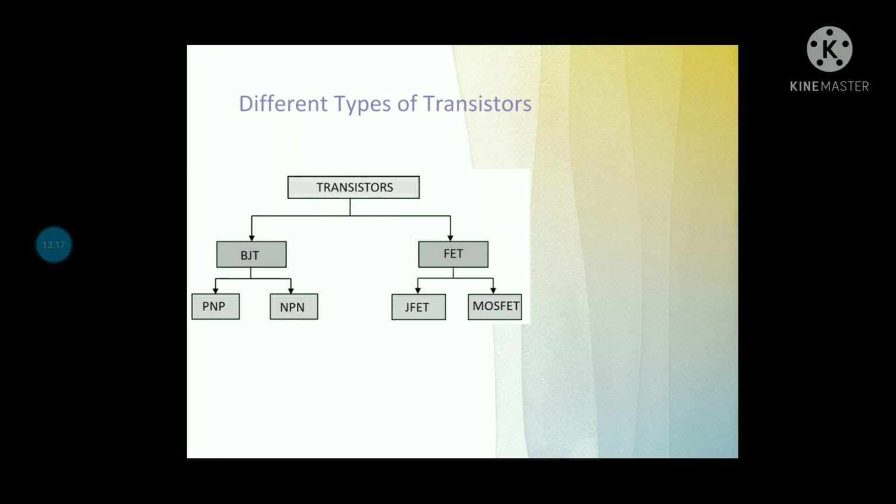Okay, unlike the BJT, which is a current control device, the FET is a unipolar device, whereas the BJT is a bipolar device. There is a small difference between the BJT and FET: the BJT is a bipolar device, whereas the FET, field effect transistor, is a unipolar device. And the bipolar junction transistor has a low noise level, whereas the field effect transistor has a high noise level.